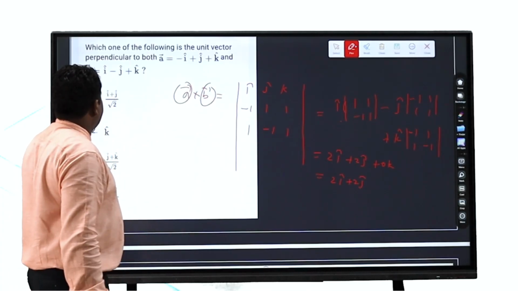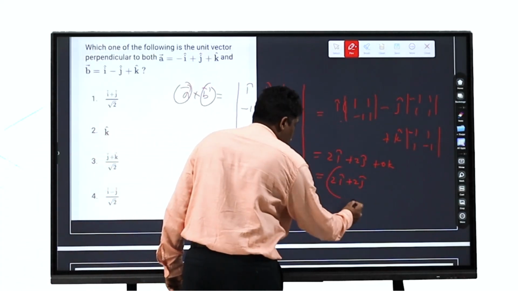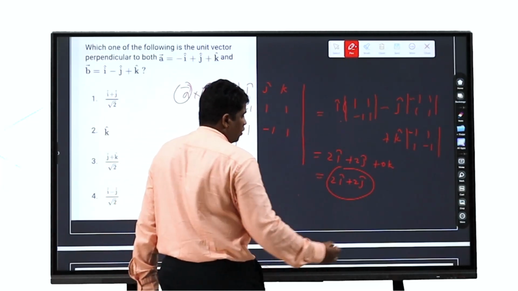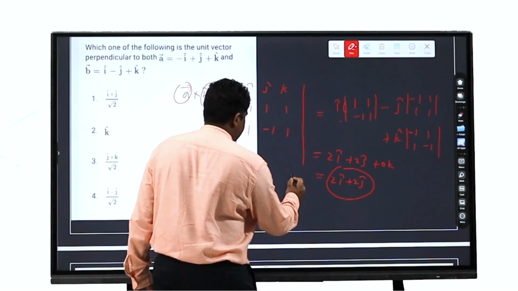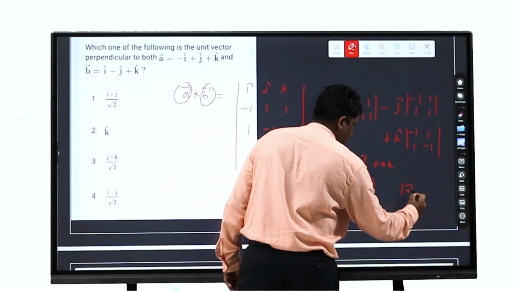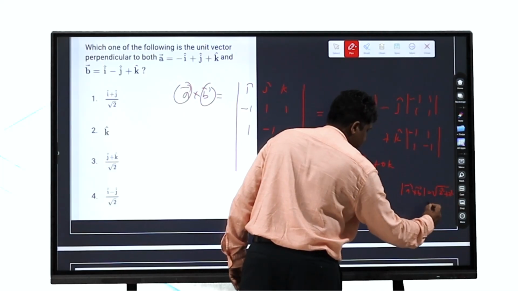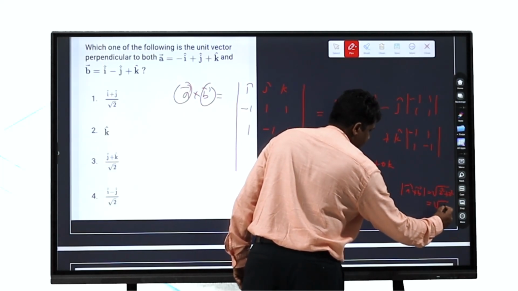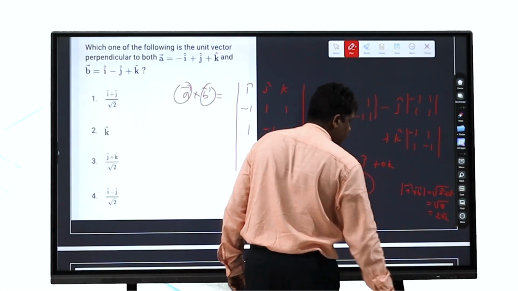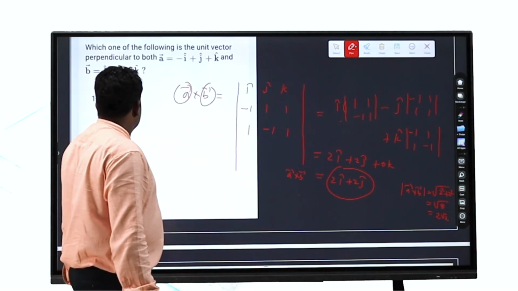Then we have to find the unit vector perpendicular to A and B. So we have to find the unit vector along the direction of this vector. How can we find it? First we have to find the magnitude of A cross B. The magnitude of A cross B is root of 2 square plus 2 square, which is root of 8, which is equal to 2 root 2.